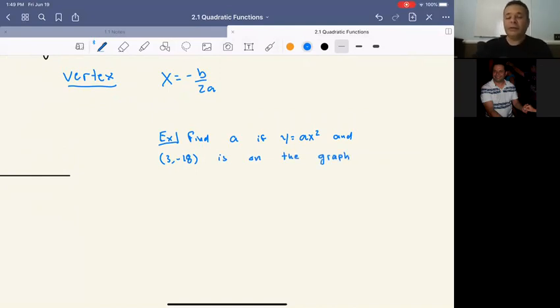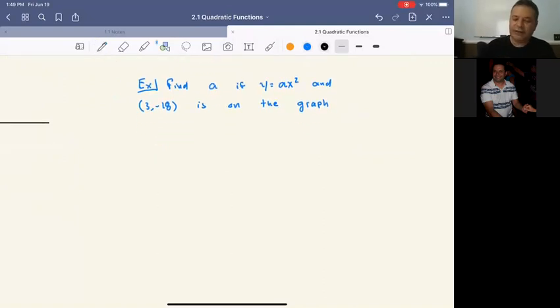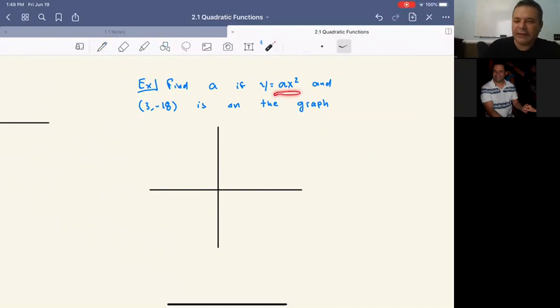Traditionally I wouldn't graph this one, I would just solve it. But since I have a little more time, let's graph it to get a better idea of what's going on. y equals ax squared is a parabola whose center is the origin, and it goes through the point 3 comma negative 18.